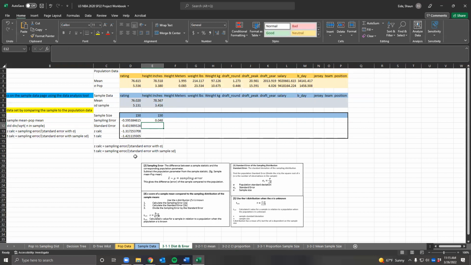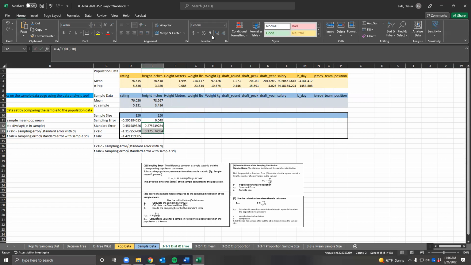Okay, so that's the sampling error. The standard error is going to be equals, and you can come right down here, sampling error, standard error. So we have the standard deviation of the population divided by the square root of the number in the sample. So the number in the sample is 150. And so just close it. So now we have the standard error. Okay, next, Z calc. To calculate Z calc, we take the sampling error divided by the standard error. So we're going to do equals sampling error divided by standard error. And that gives us the Z calc.